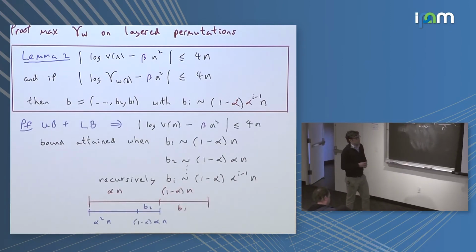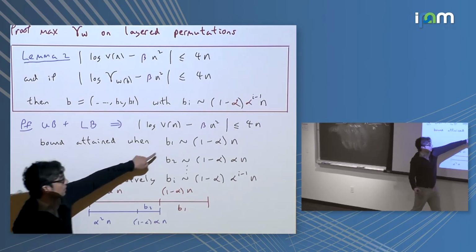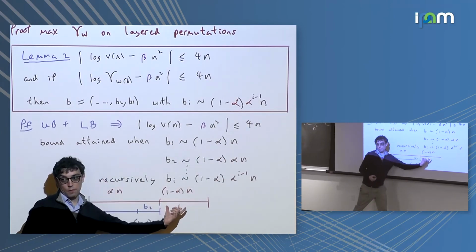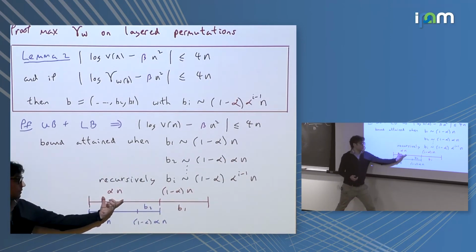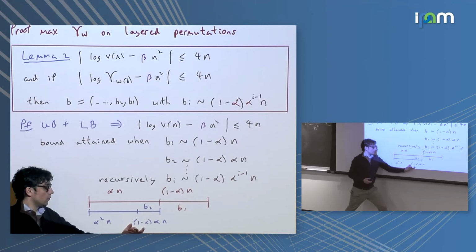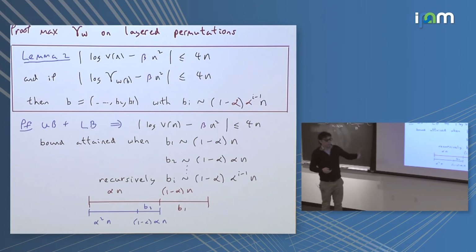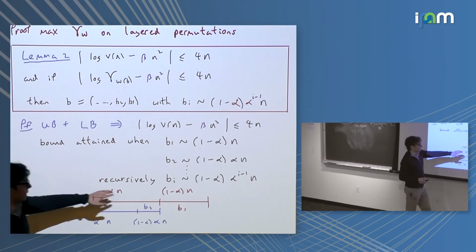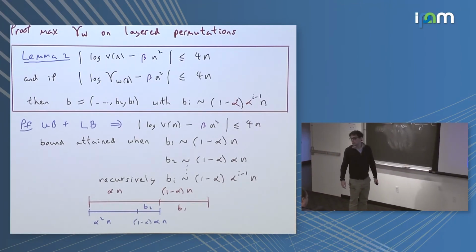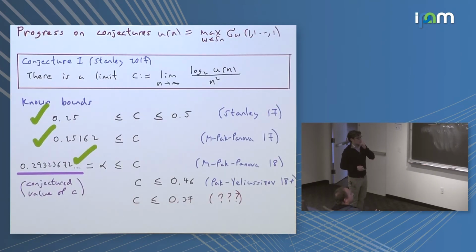Okay. So combining both things, we get the bound we want, and the bound is attained when the first run, p1, is proportional to 1 minus alpha times n. So what's left is of size alpha n. Then the next run is going to be 1 minus alpha times this length. So you get 1 minus alpha times alpha n. And then p3 is going to be 1 minus alpha times alpha squared n, and so on. Okay, so you get that these runs satisfy this geometric sequence. Okay, that's the end of the sketch of the proof. Any questions?